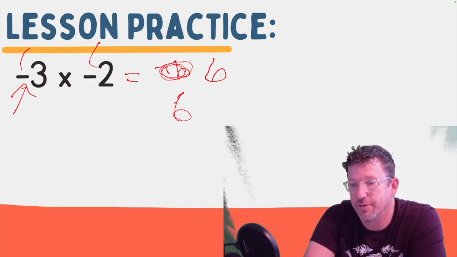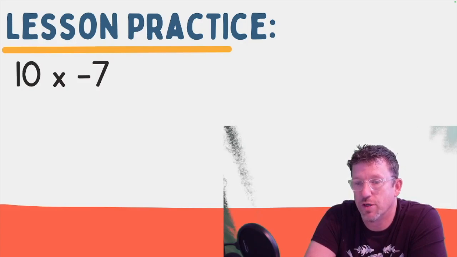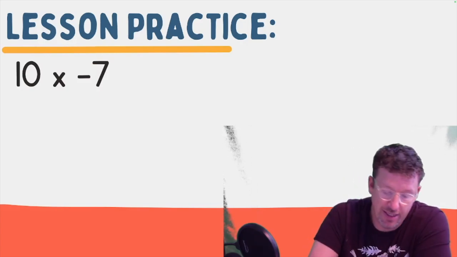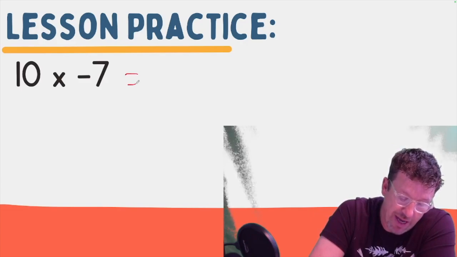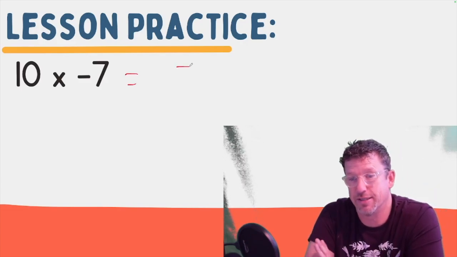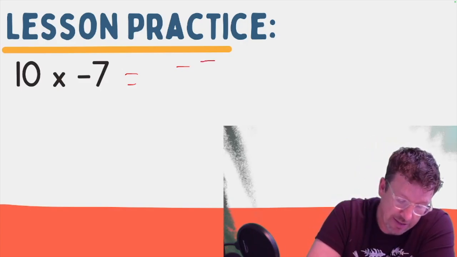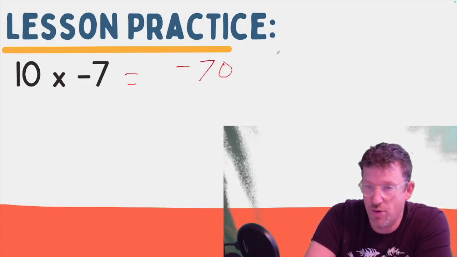All right, let's look at another one. Based on those rules, what do we have here? Are the signs the same or different? The signs are different. We have a +10 and a -7. So right off the bat, you know your answer is going to be negative because opposite signs are negative. And now what's 10 times 7? That's 70. Ooh, look at us go.